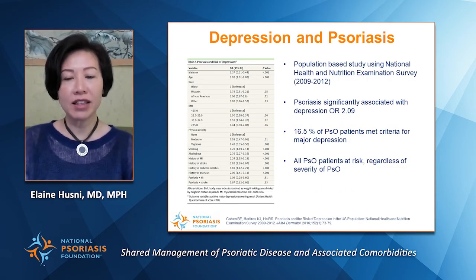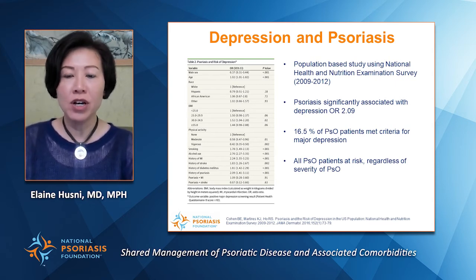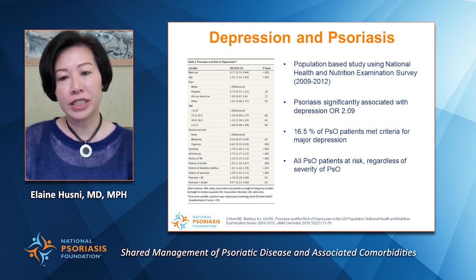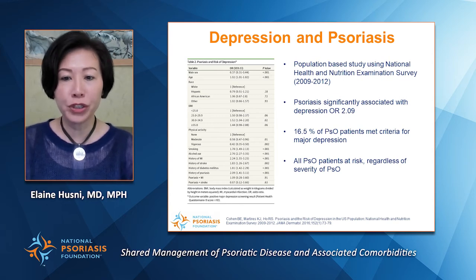So mental health is another comorbidity. I probably don't have to spend a lot of time on this. I think this has been really well known. I think the question is, how do we screen for depression? I think many of us probably pick up a lot of nonverbal cues.